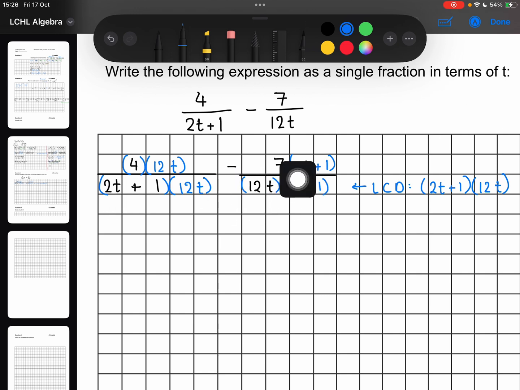Okay, now that I have a common denominator, I can actually merge the top lines into one on top of that common denominator. Okay, so it's 2t plus 1 by 12t. Okay, I don't multiply out the denominator, just leave the denominator as it is, but I am going to multiply out the numerators. So I have 4 by 12t, which is going to give me 48t.